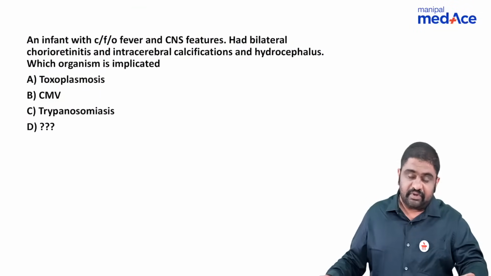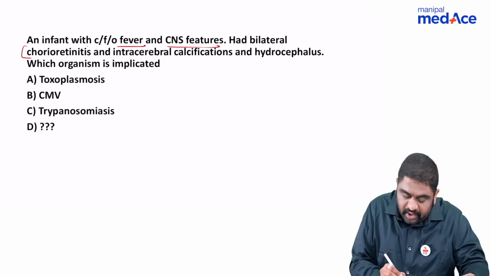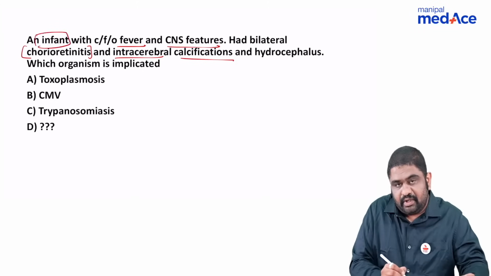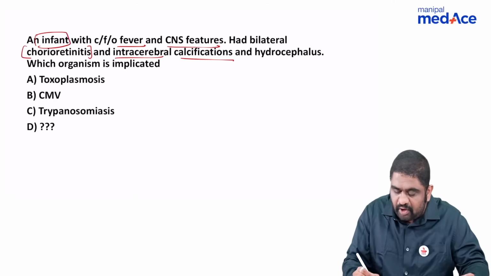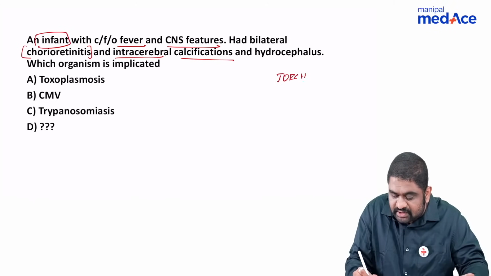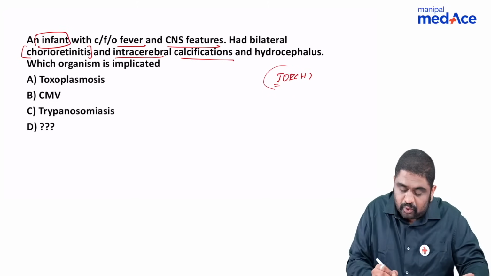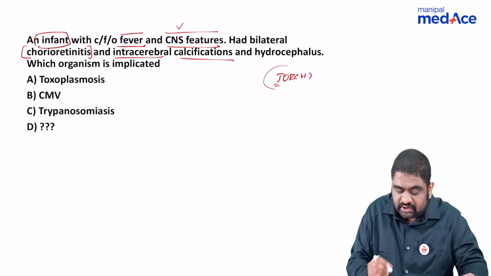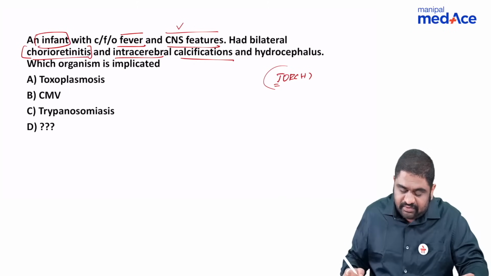Okay, look at this. An infant with clinical features of fever and CNS had bilateral chorioretinitis and intracerebral calcification. They say infant. So, if at all you think of a child acquiring the infection from the mother's womb, you think of the TORCH complex, out of which the first one among the TORCH complex is toxoplasma.